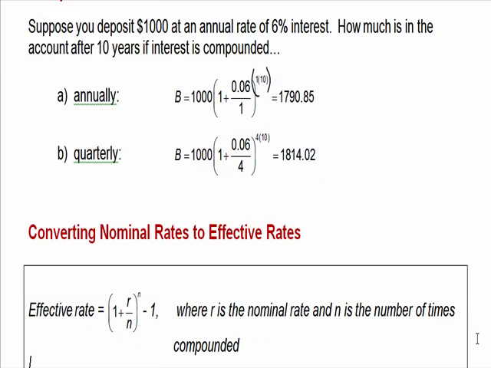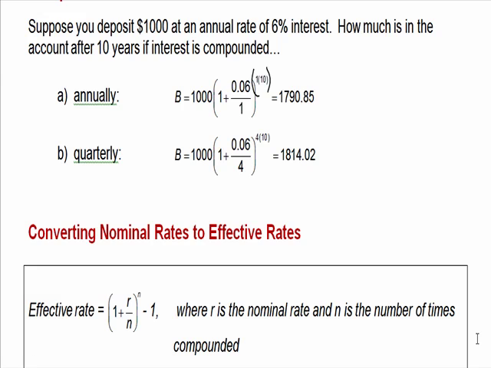Let's take a look at quarterly. So if we did that, B would be 1,000 multiplied by the quantity 1 plus 0.06 divided by 4, raised to the 4 times 10. So there's our doing it quarterly. And then think about it, if we do it quarterly for 10 years, we're going to compound 40 times, or 4 times 10. If we do that, we get $1,814.02.